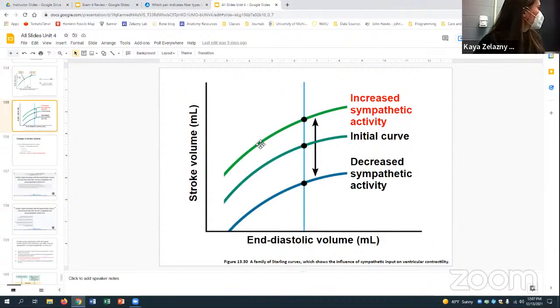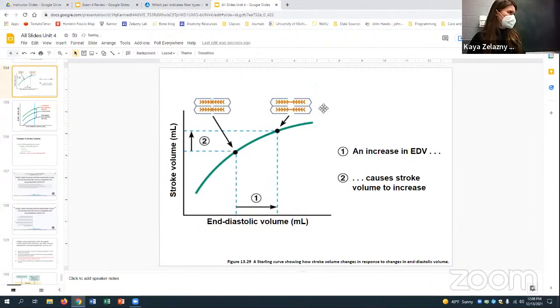We would only expect to see these families of curves with our sympathetic activity and not our parasympathetic activity. Does someone know why that is? Sympathetics don't connect to the ventricles. Yeah, exactly. They're not affecting the ventricles, so they're not affecting the contraction of those ventricles. So we'd just sit at the one curve for the parasympathetics. We're not going to expect parasympathetics to be affecting that stroke volume. They're affecting the heart rate, and that's how they affect our cardiac output.